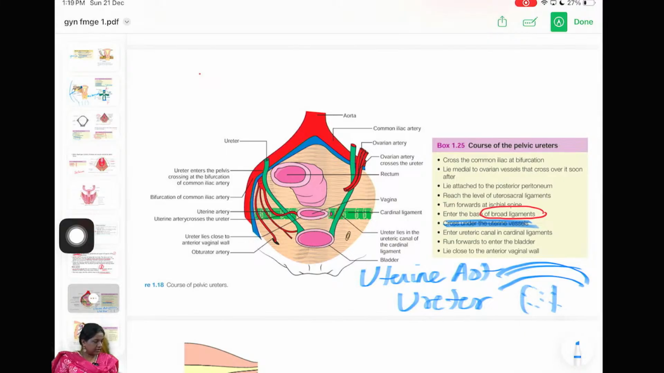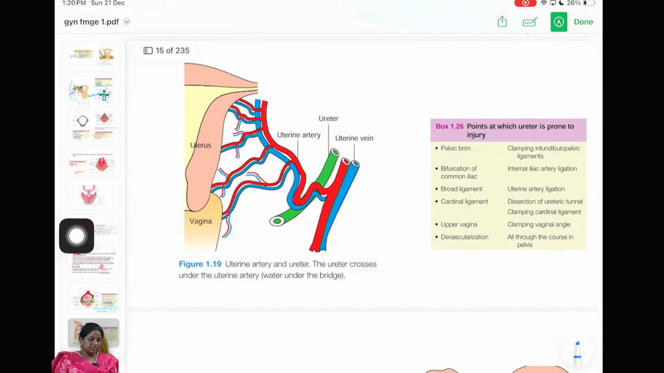Understood? Ureter. Okay. So that is one of the important landmarks, where the uterine artery is clamped. At that point, the ureter can be damaged. And also it lies very close to the anterior vaginal wall, and it lies very close to the cervix in the cardinal ligament. So in these two places also, it can get damaged.